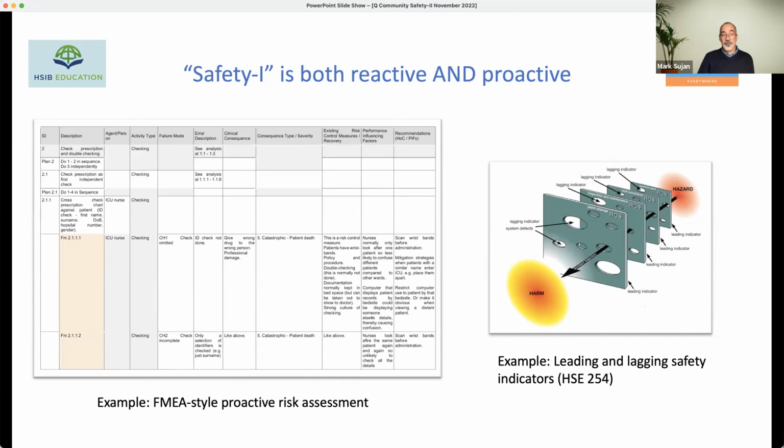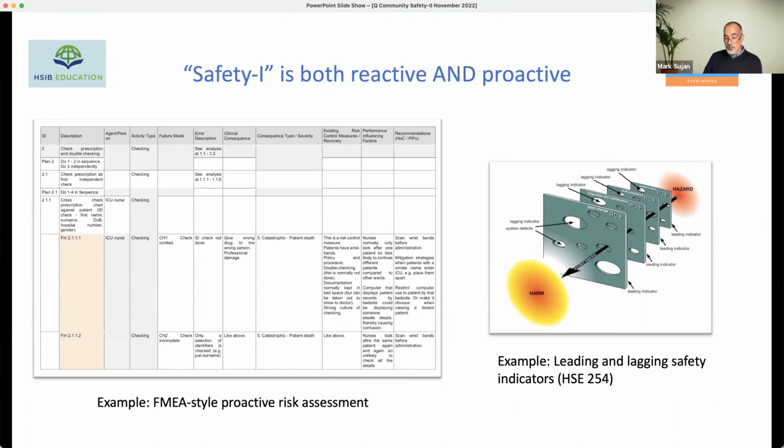You will be familiar, for example, with the FMEA style of proactive risk assessments. You can actually use these to analyze systems and processes before they have been built. That's the entire purpose, for example, of safety cases, which we see in other industries, like the nuclear industry, where you do these risk assessments before the system even goes into operation.